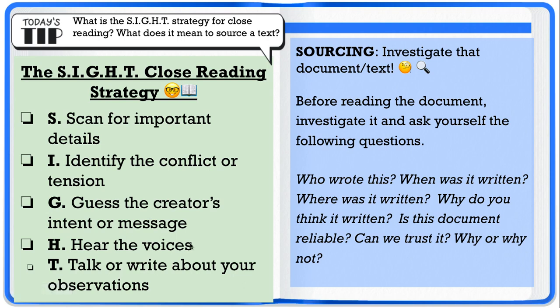This strategy is really taking you through the text and asking you to consider the author's perspective and intent in writing it and trying to hear all the voices, all the points of view within the text. It's also important to remember to source a text or document before you read it, which is really this idea of investigating the text. Before reading the document, investigate it and ask yourself the following questions. Who wrote this? When was it written? Where was it written? Why do you think it was written? Is this document reliable? Can we trust it? Why or why not?